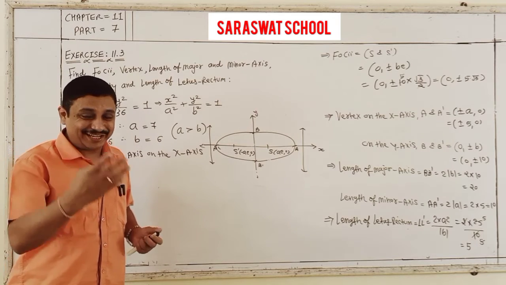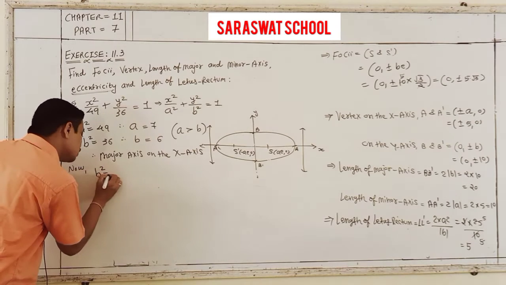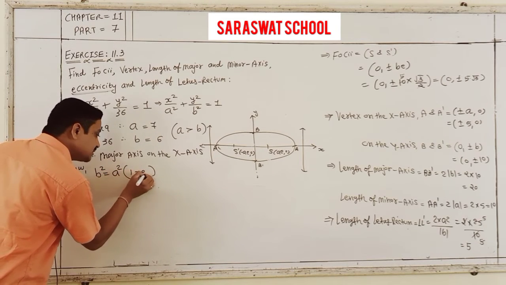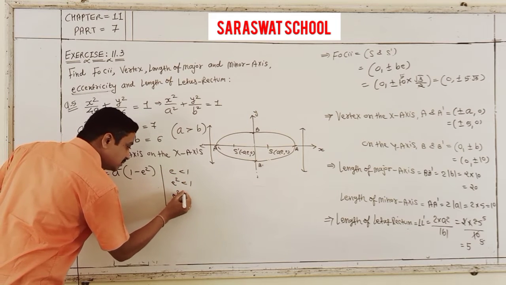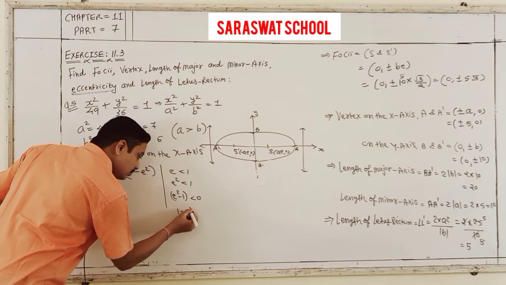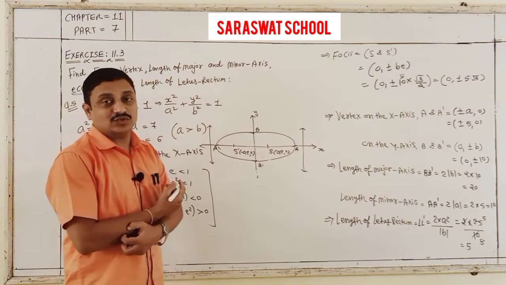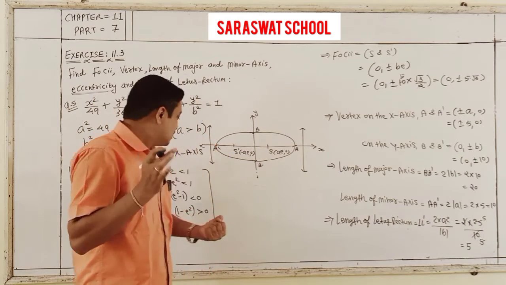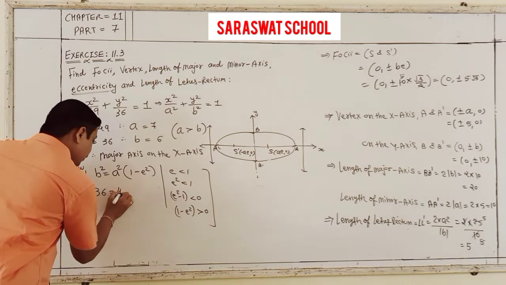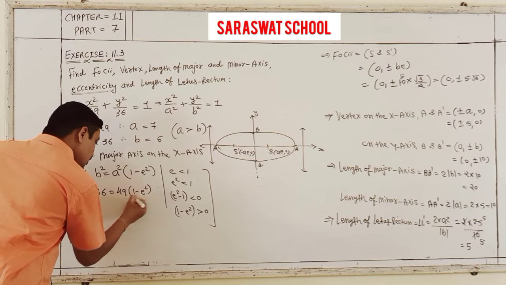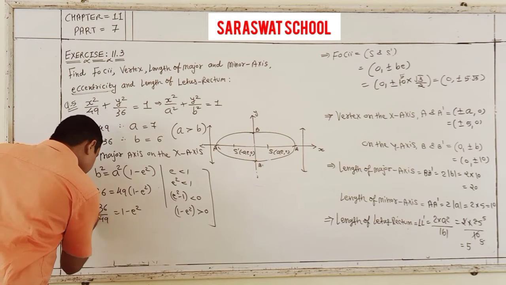Yes, point number 3. Which formula that? B square is equal to A square 1 minus E square. Condition write down, E less than 1, E square less than 1, but 1 minus E square greater than 0. And that's the case, students. Easily 1 minus E square greater than 0. I plot down that value. B square 36, A square 49. So 36 by 49, 1 minus E square.